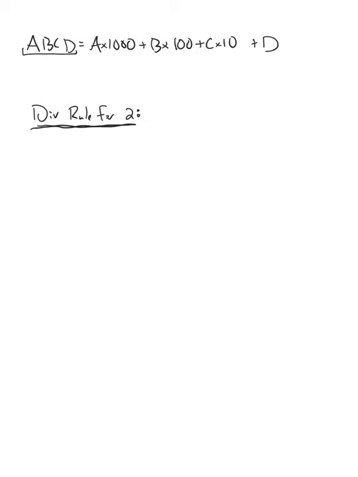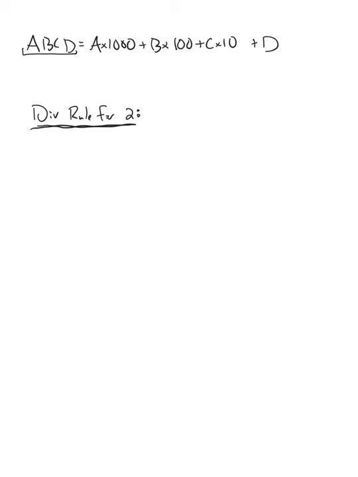Now, the key thing to note for this, if we're looking for the divisibility rule for 2, let's try and find as many things that are divisible by 2 that we can. Hey, look at this. 1,000's definitely divisible by 2. 500 times 2 is 1,000. 100's divisible by 2. 10's divisible by 2. D, well, D can be any digit we like, so that we have to check. But we know for sure that 1,000 has a factor of 2, so does 100, so does 10.